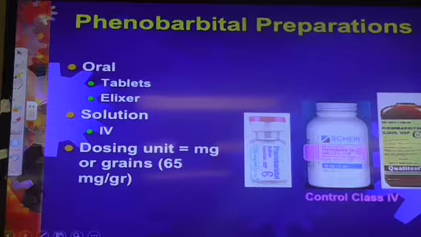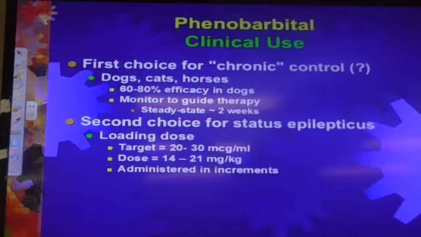There is an IV solution for status epilepticus. And there is an oral solution intended for children, but it's good for the dinky dogs. We use those for the Malamutes and the Yorkies and the Chihuahuas. And the nice thing about phenobarbital is because its oral bioavailability is 100%, I can go from an IV dose to an oral dose. I don't have to change it.